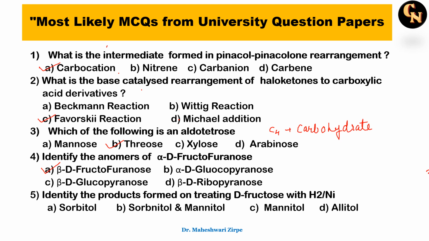Identify the product formed on treating D fructose with hydrogen and nickel. So we have to find out what happens when D fructose is treated with reduction. If you reduce D fructose, you get two products, that is sorbitol and mannitol. So your option B is the correct option.